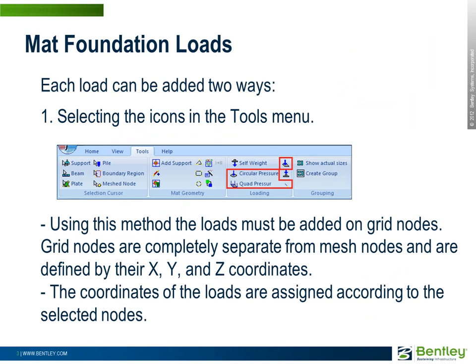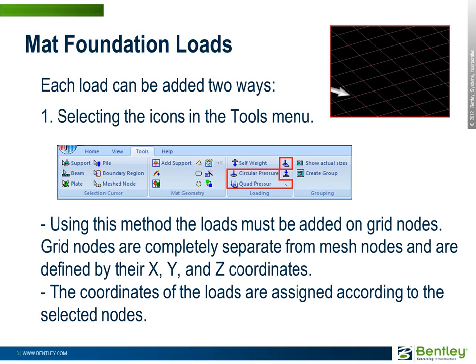Each load can be added in two ways. Firstly, by selecting the icons in the Tools menu. Using this method, the loads must be added on grid nodes. Grid nodes are completely separate from mesh nodes and are defined by their x, y, and z coordinates. The coordinates of the loads are assigned according to the selected nodes.